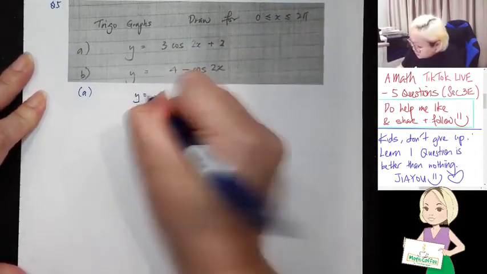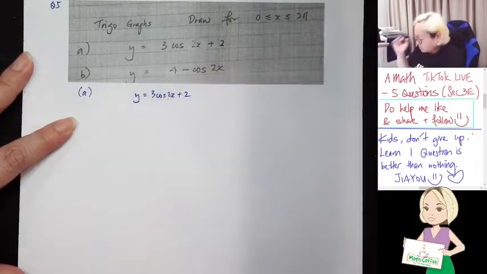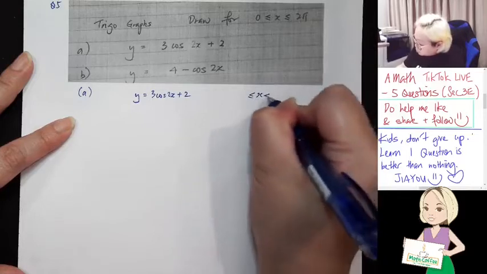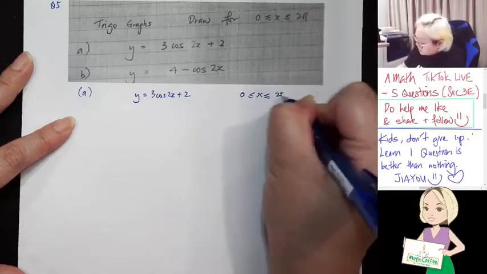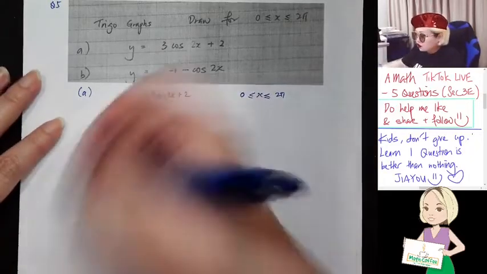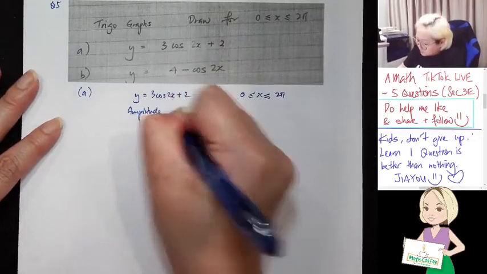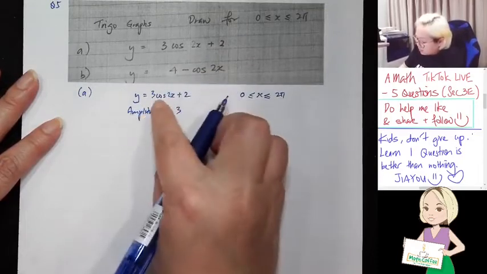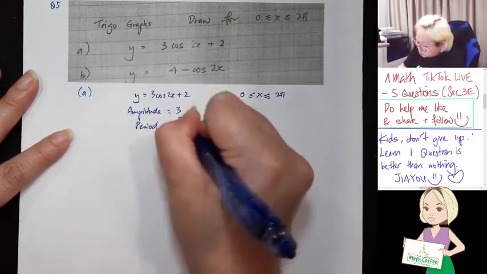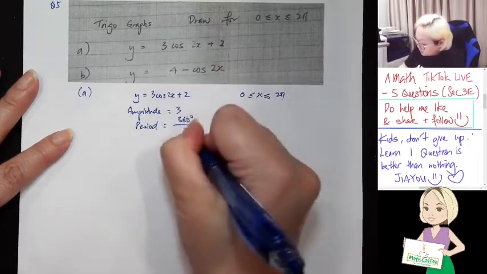So y is equals to 3 cosine 2x plus 2. So you see, this one they asked me to draw from the range x, 0 to 2 pi. That means my x-axis I don't write in degree already, I write in radian. So go through the thinking process also. My amplitude is 3. The number in front of cosine is 3. Then the period, it is also 360 degree divided by the number in front of the x. So divided by 2.